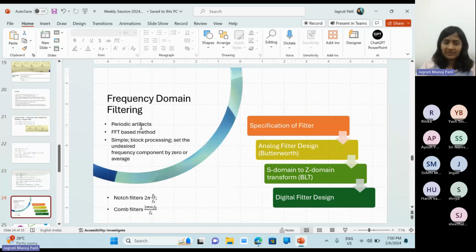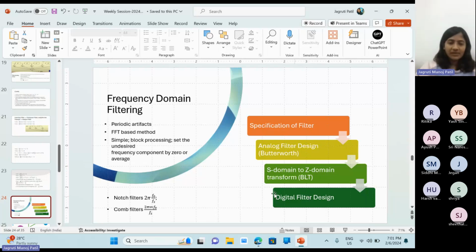Again, the artifacts that we see in our original signal normally repeat after a particular instant of time to the next instant of time. So those are periodic artifacts. It's very simple. Block processing is done, and for a frequency component at 0 or average, you can just calculate the particular component wherever it's giving a particular value. So just find this particular filter, whatever you're doing, what kind of analog filter you want to apply. Either you want to convert into the Laplace domain or Z domain, or be in the Fourier transform domain. It's actually up to you. And then just design a digital filter.